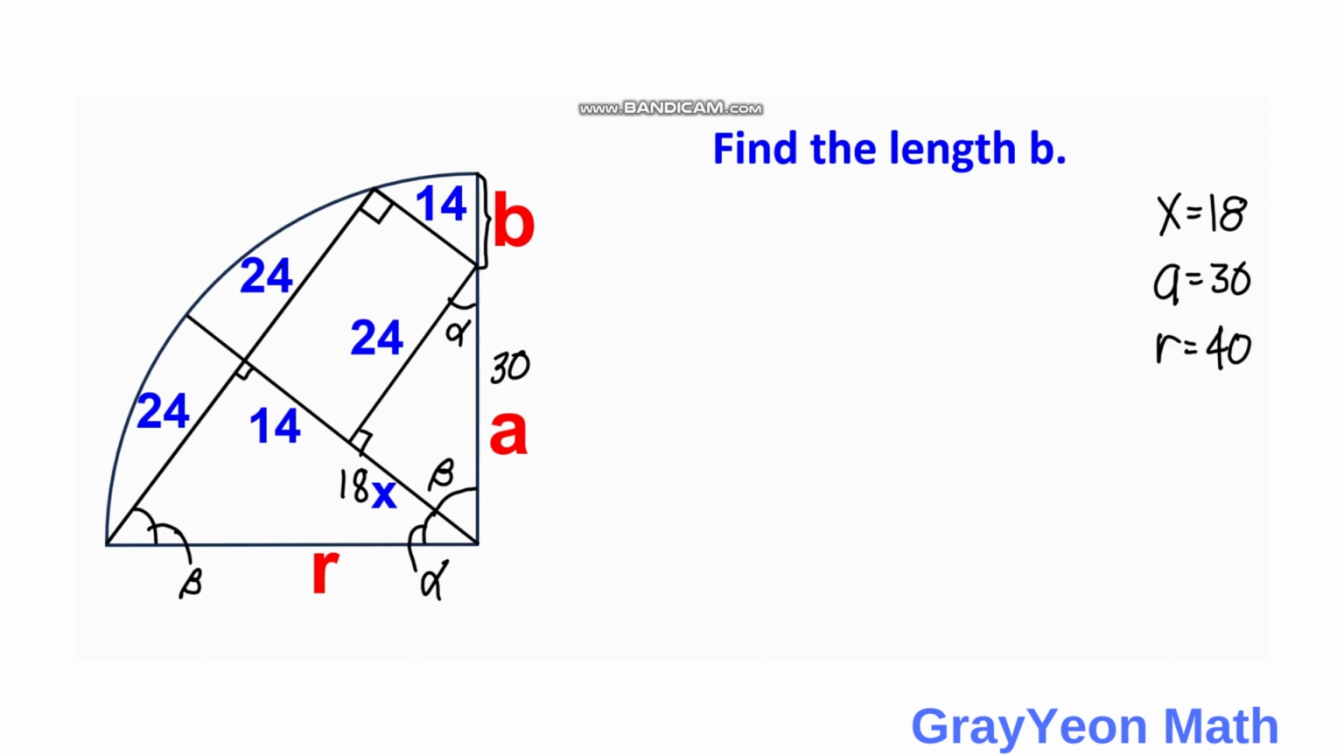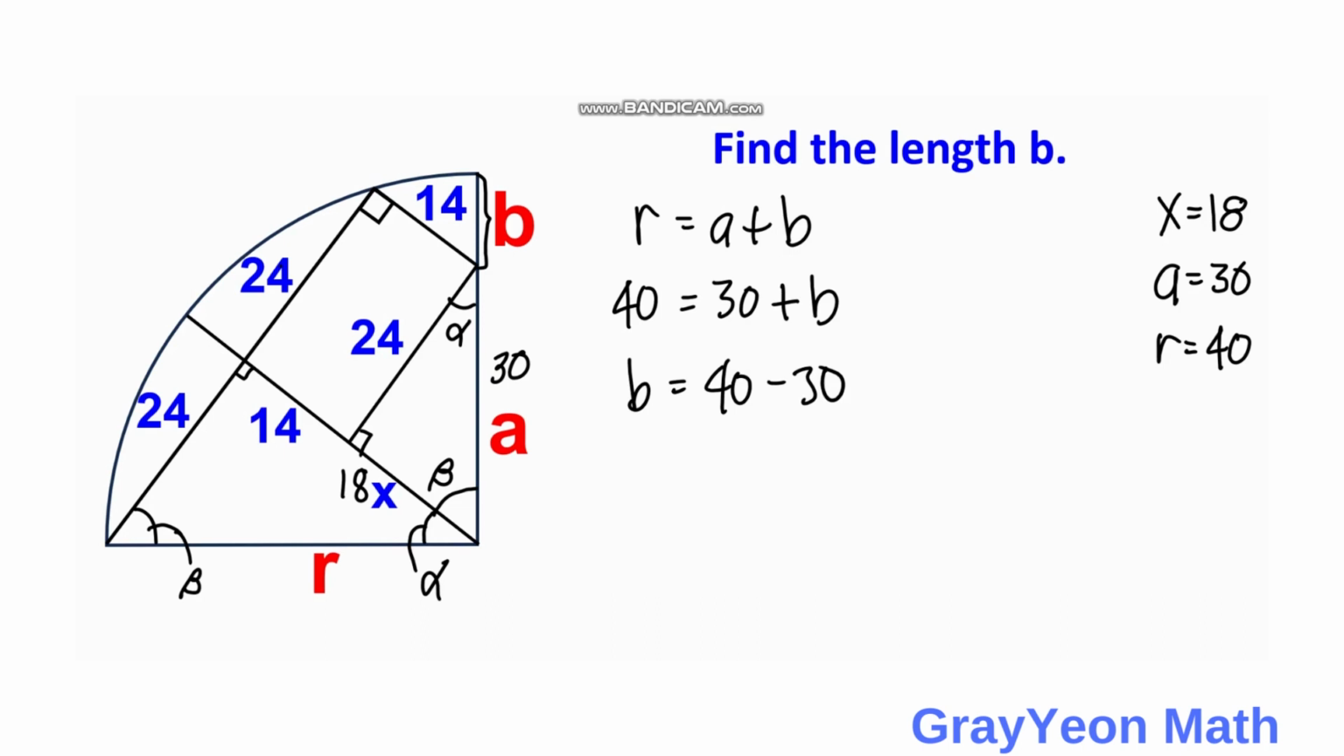And now for the final step, B is actually a part of R. And as you can see, R is equal to A plus B. And R is equal to 40, A is equal to 30, plus B. So B is equal to 40 minus 30. And that is the value of B, which should be 10 units. And that is our answer for the first method.